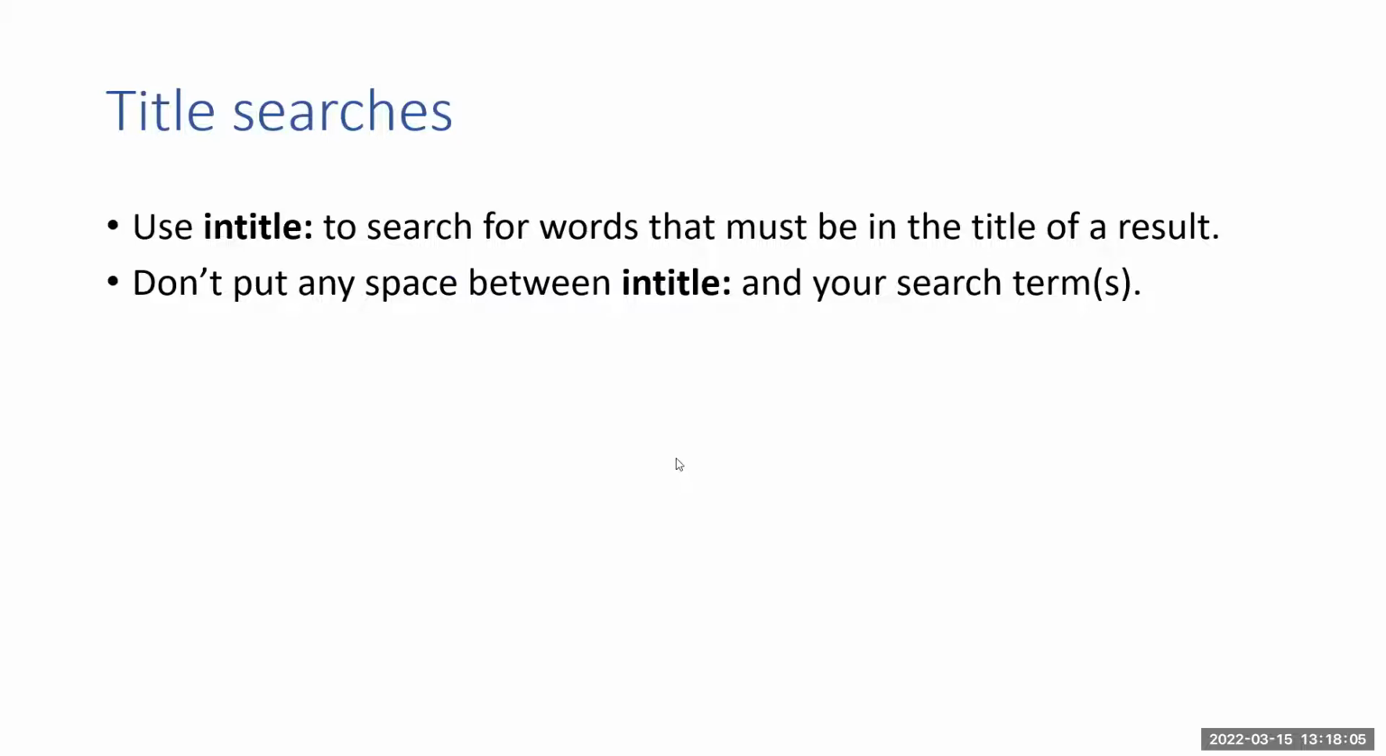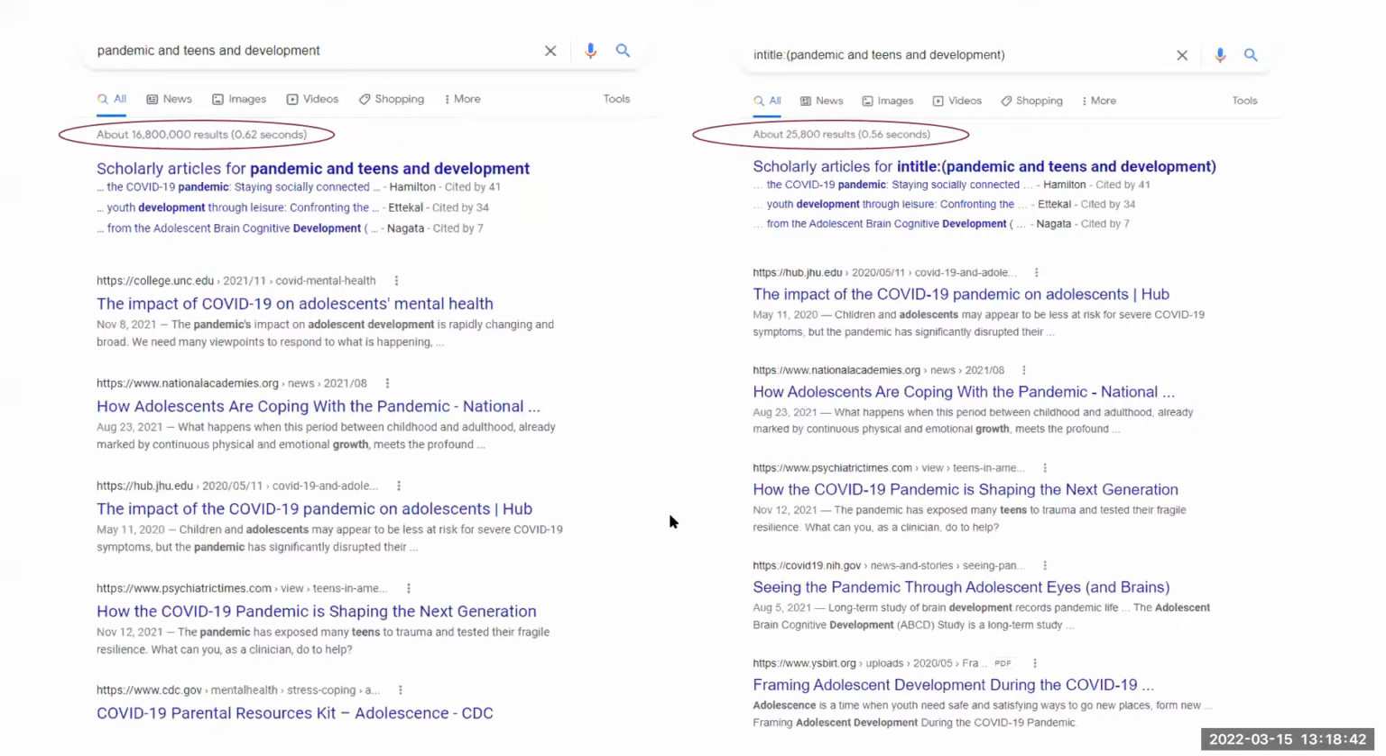The next thing you can do is a title search. Each article or result that Google finds has a title assigned to it. And you can use the phrase intitle: and say you want these words to all be in the title of the result that you find. And so this is going to get you even fewer results. But remember, don't put a space between the colon and the word. But I'll show you what that looks like.